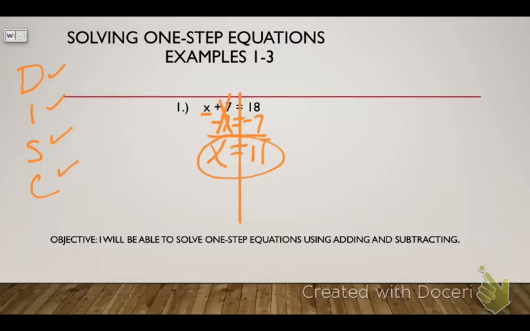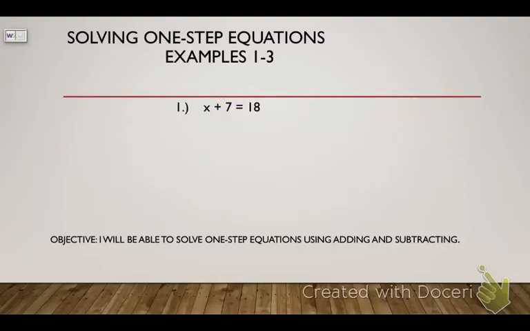Now this C part means we got to check it. Let's find out if our answer really truly works. So you're going to substitute it. You're going to say x is 11, so 11 added to 7. Does that equal 18? Yes, it does. Check. Now you got to do that every time. You don't want to eliminate the checking part because you might make a mistake and find out later, hey, I was really wrong.